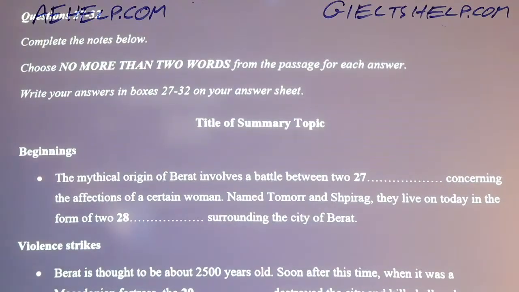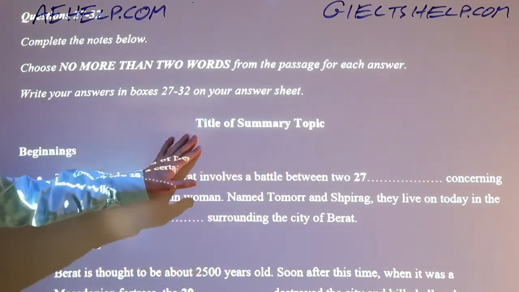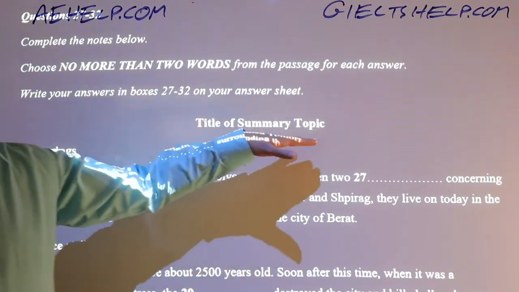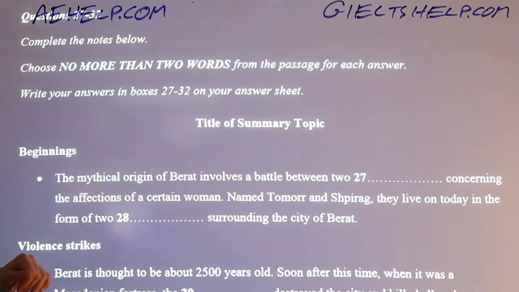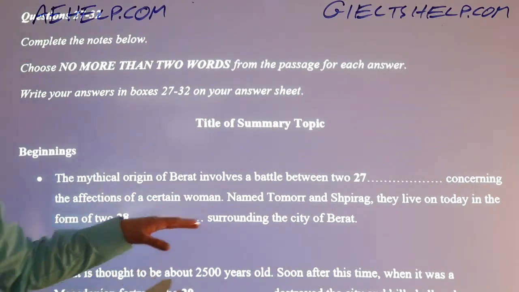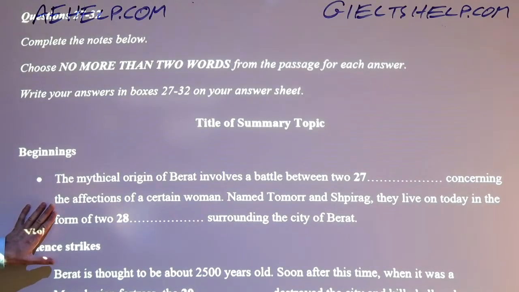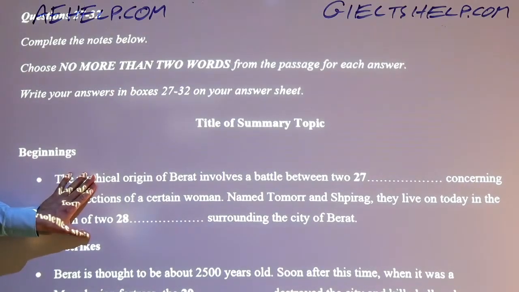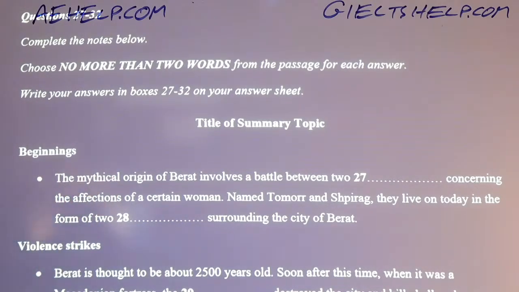So here we are. Here are the questions. Okay. Title of summary topic. Well, look at that. Well, that's definitely a good hint that we should be looking at this because this is actually here to give us a bit more clarity. Okay. So this is something that's going to be useful. You're filling in the blanks here for this kind of short answer or summary completion. All of this information is somewhere in the passage, okay?